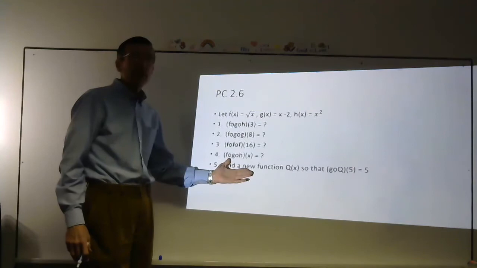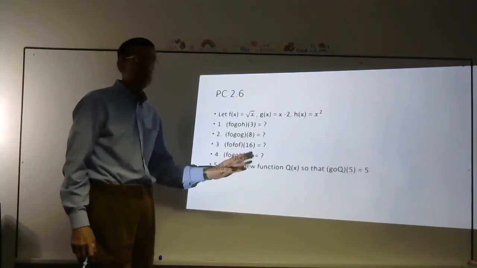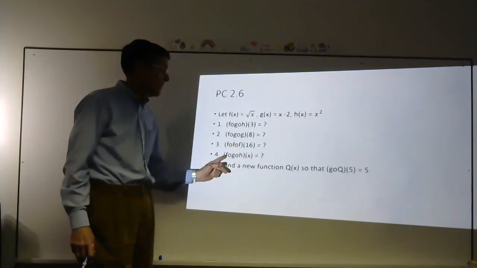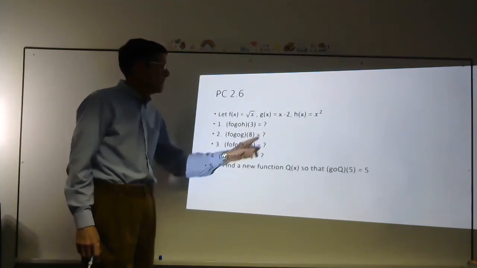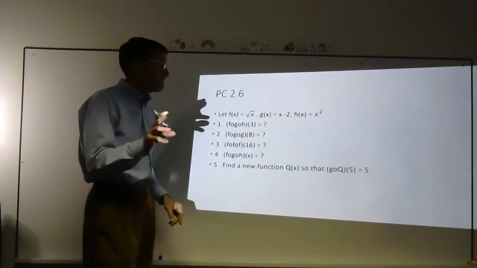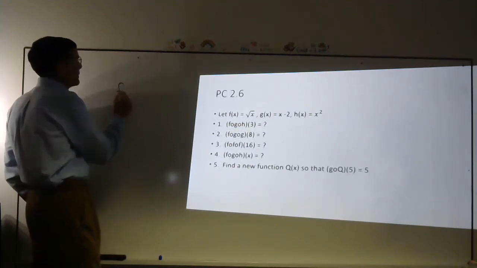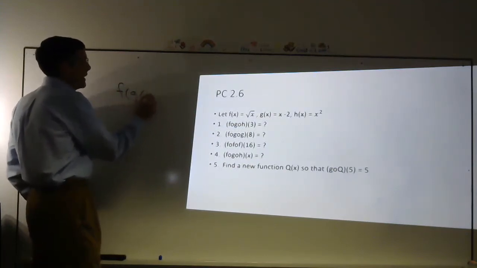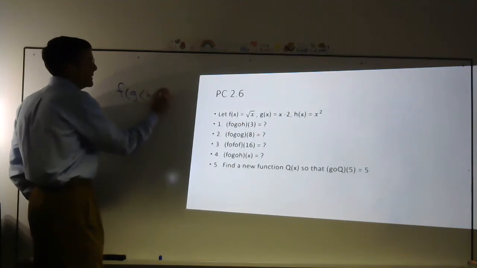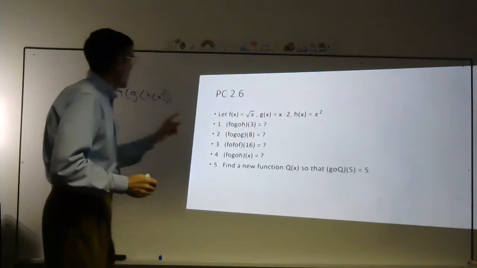Now, what about this? F circle G circle H of x. You got to be really careful when you're doing these with x. So I'm going to first put x into the h function, and I get x squared. Correct? So I better write this out. So I want f of g of h of x. Okay? So I first put x into there, and I get x squared.